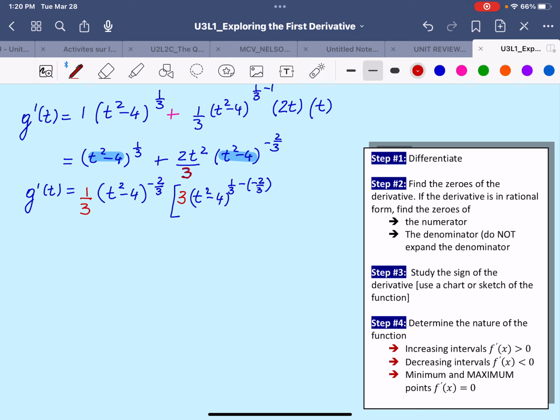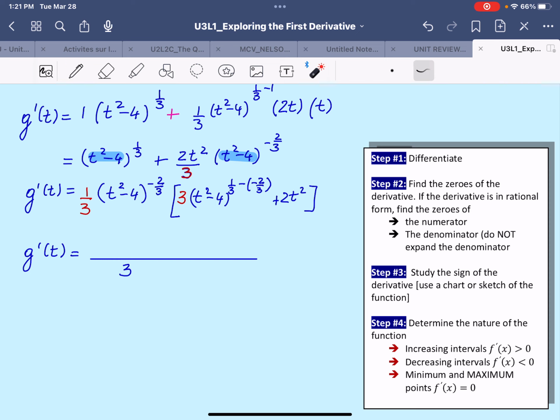So next, we have to figure out what's left in here. We are so lucky that we don't have to deal with this anymore. The 3 is out, so we are left with 2t squared there. Okay, so it's looking a little bit neater now. So I'm going to write a long fraction line, and that's because the plan is to bring the negative power to the denominator. So we want to make this positive. So t squared minus 4 will be to the power of 2 over 3.